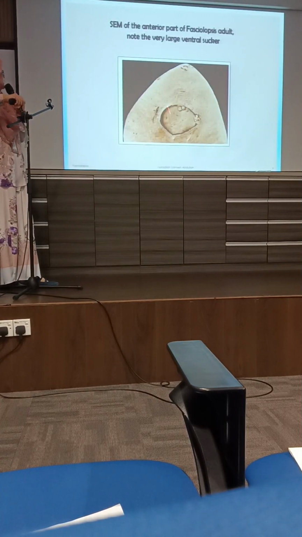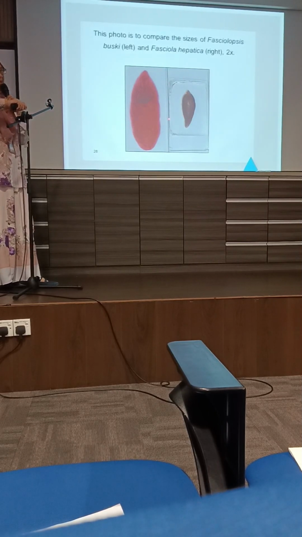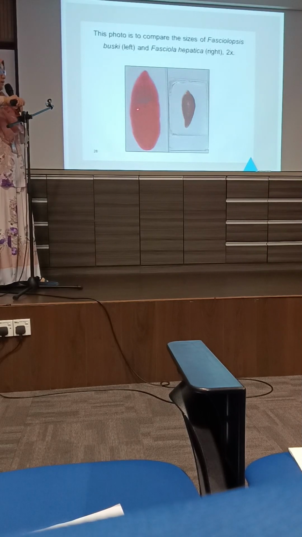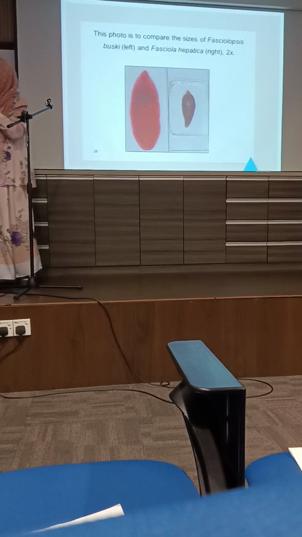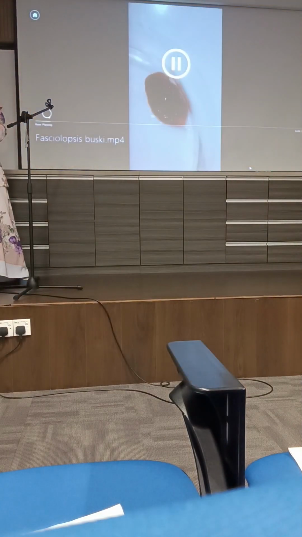So this is to show you that the ventral sucker is, I would say, 4 times bigger than the oral sucker. Okay, so this is to compare the size. Ni gigantica, yang you rasa besar tu pun tak cukup besar, tak cukup hebat. Fasciolopsis lebih besar. So you tengok here, I just nak tanya you kenal tak ini apa?